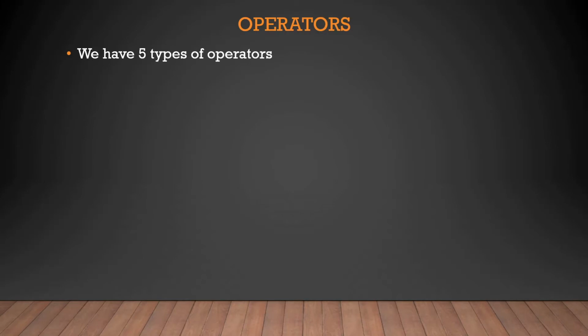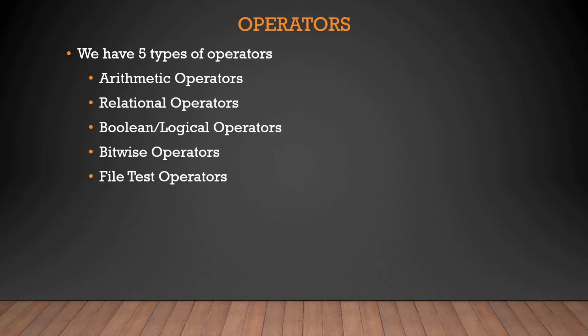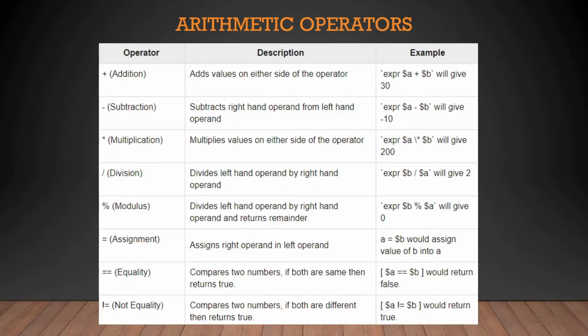So we have five types of operators in shell scripting. First is arithmetic operators, second is relational operators, third is boolean or you can say logical operators, fourth is bitwise operators, and then the fifth one is file test operators. So here is an example of arithmetic operators. You can see there are addition, subtraction, multiplication, division, modulus, assignment, equality, and not equality, or you can say not equal. So how do they work?